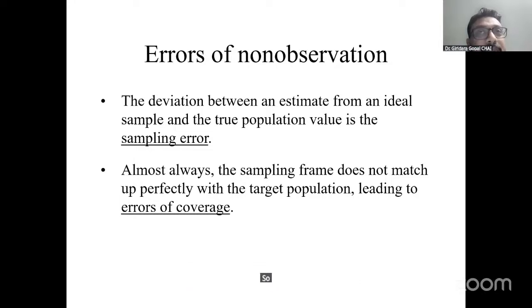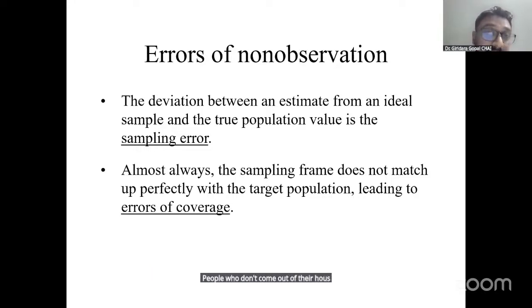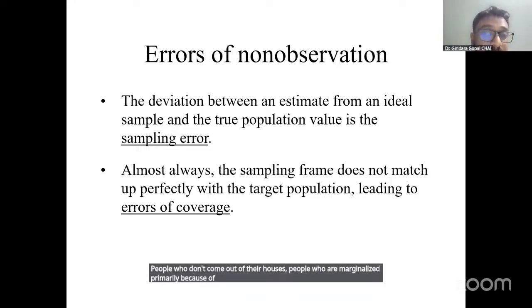To answer that question, I cannot do it in a city like Delhi, Bombay, Kolkata, etc. Maybe yes, I can do it in slums, but I would rather say, even in cities, we have better coverage of the immunization program. But when you go to the rural side and the farthest sections in the tribal districts, you need to create a sampling frame that is able to capture such people who don't come out of their houses, people who are marginalized primarily because of local communal issues, caste. In states like Chhattisgarh, Jharkhand, you have the issues of Naxalites and all that. So it's very challenging, right?